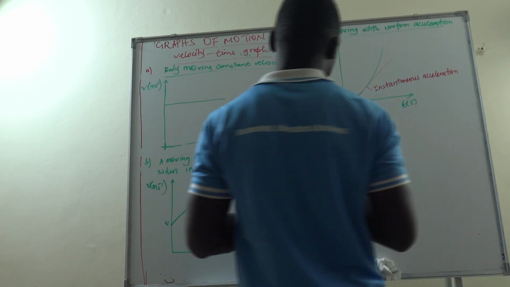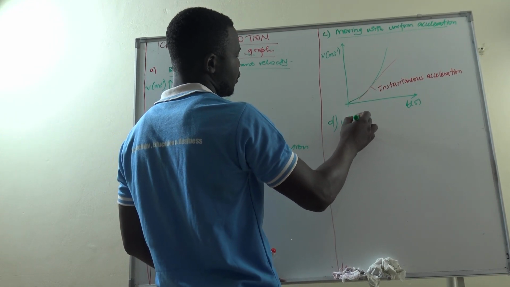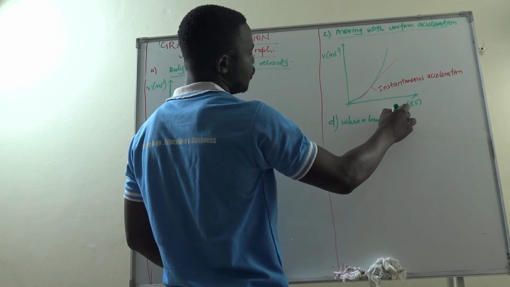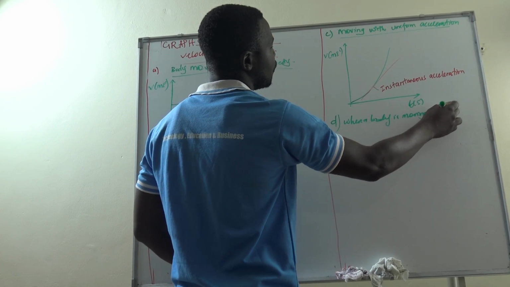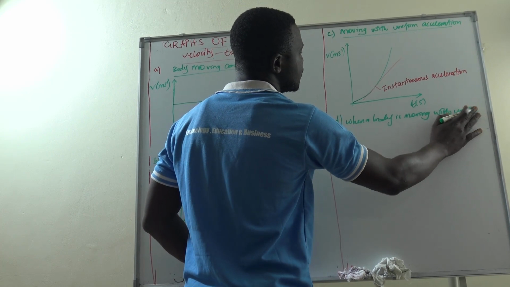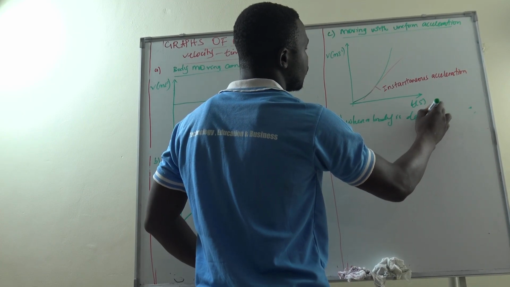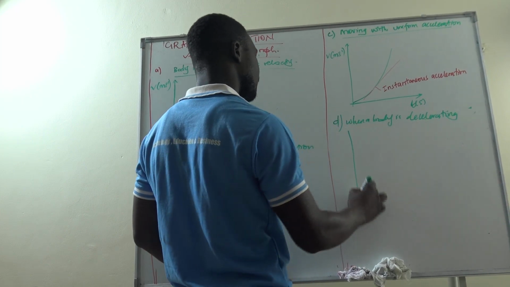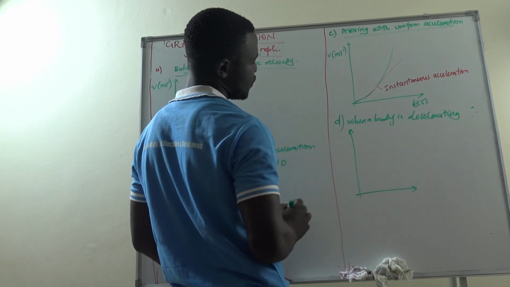Now let's look at another graph, when a body is decelerating uniformly. Now we know that deceleration is the same as a decrease in speed.